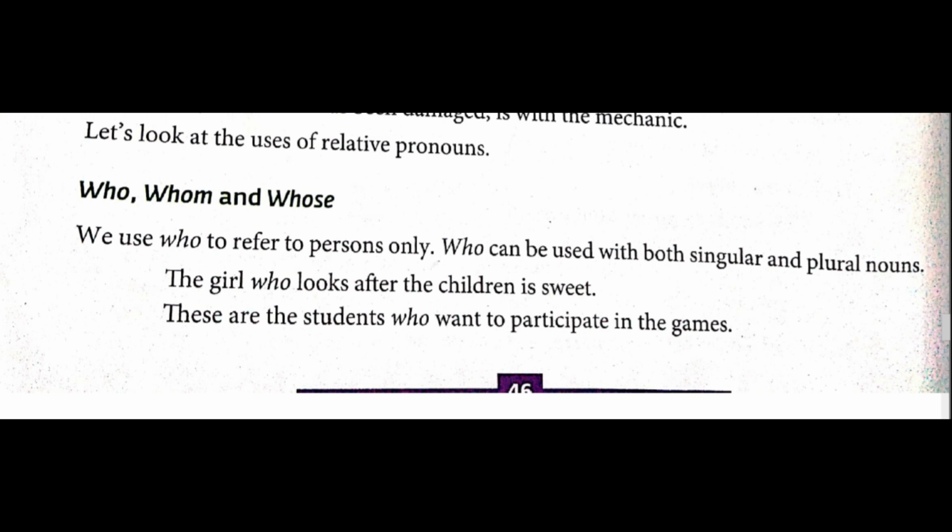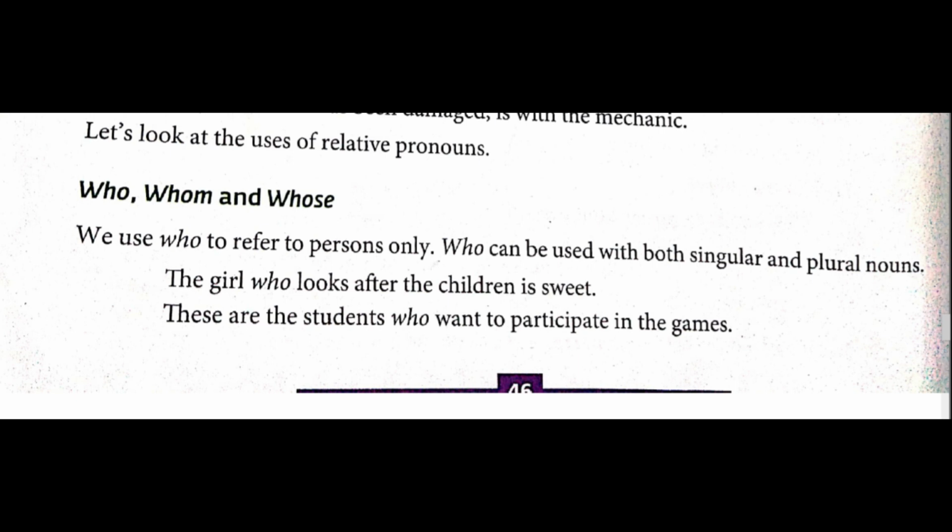Who, whom and whose. We use who to refer to persons only. Who can be used with both singular and plural nouns. The girl who looks after the children is sweet. As I told you earlier also, in a relative pronoun, the antecedent, that is the subject you are talking about, will be the antecedent. Here the girl is the antecedent, and next to that only the relative pronoun who will come. So here: the girl who looks after the children is sweet.